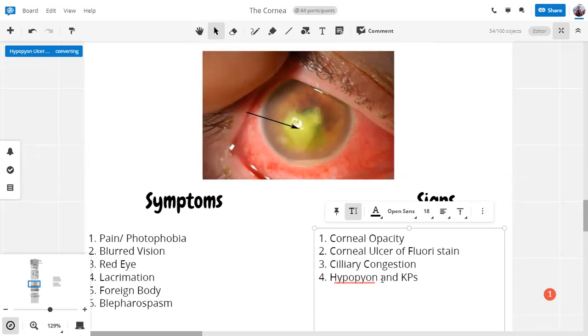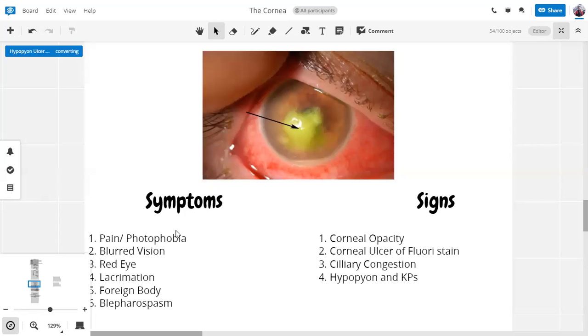इन्फ्लेमेशन के साइन स्पेसिफिकली केराटिक प्रेसिपिटेट्स. So you can also find keratic precipitates. So more or less these are the signs. We will find a corneal opacity or a corneal ulcer. There will be circumciliary congestion around the eye. There will be a hypopyon or a keratic precipitate, presence of keratic precipitates. And yahi hai taqriban iske signs.